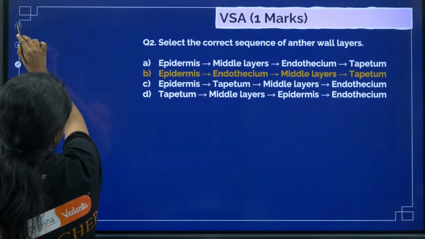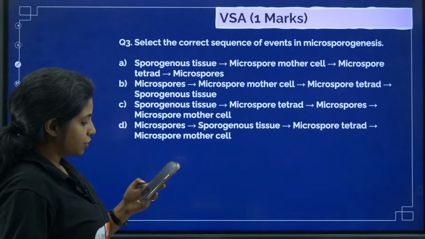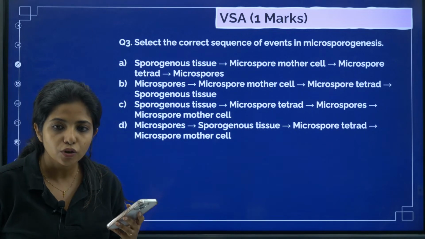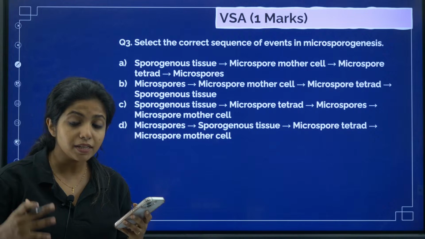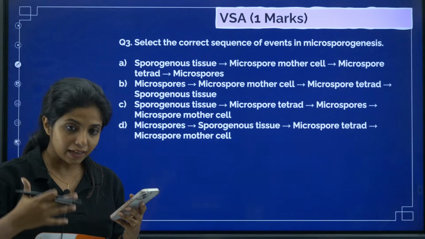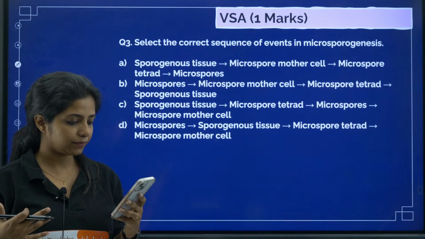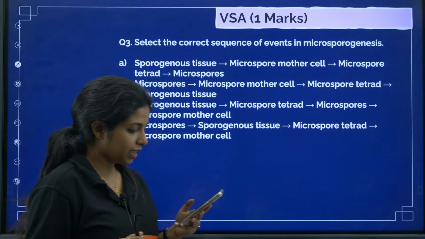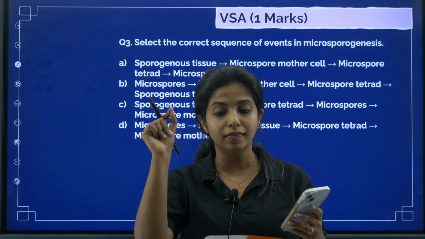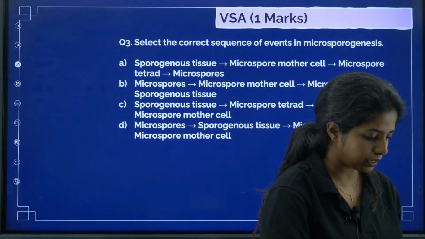Can we move on to the next question? Yes. Solve this one. Select the correct sequence of events in microsporogenesis. That means in the formation of microspores. What is the event? Line by line you have to tell. Chalo. And this time no B, no A, C like that. Please put the number and then tell me the answer. Otherwise I won't be reading out.